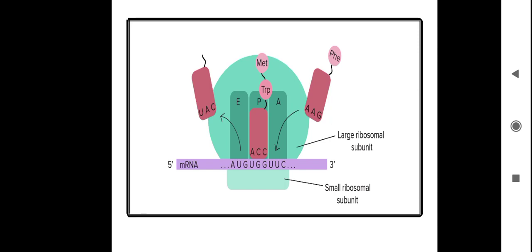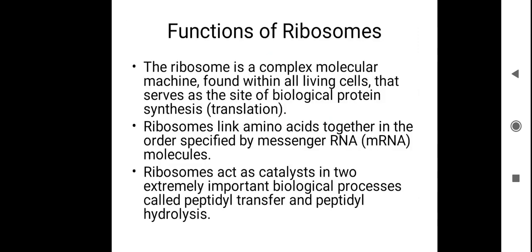The large ribosomal subunit has peptidyl transferase activity. That means the formation of a peptide bond between two amino acids for polypeptide chain synthesis is stimulated by the activity of this large ribosomal subunit, the 50S ribosomal subunit.